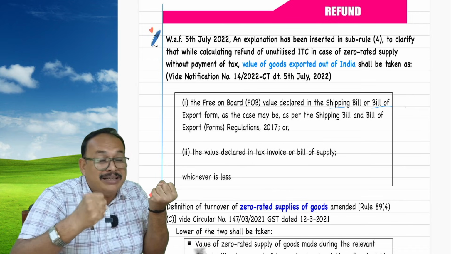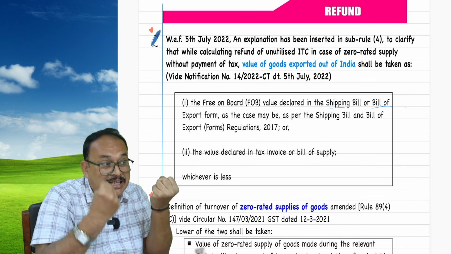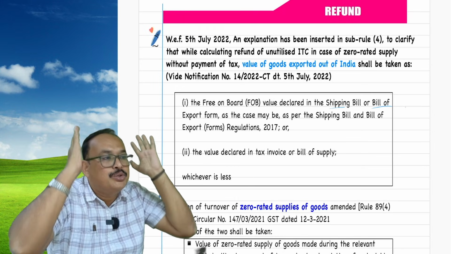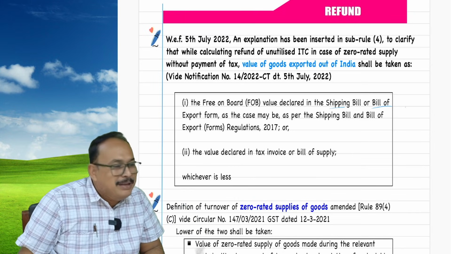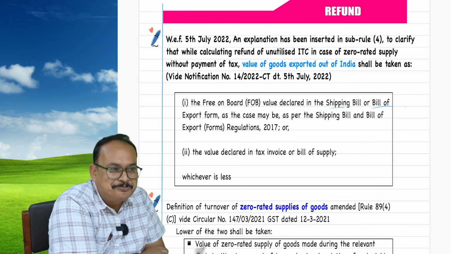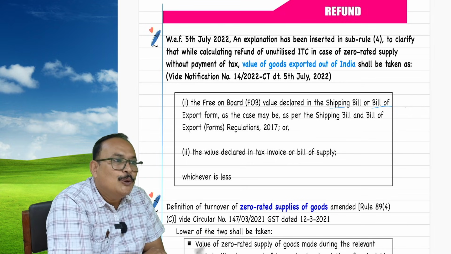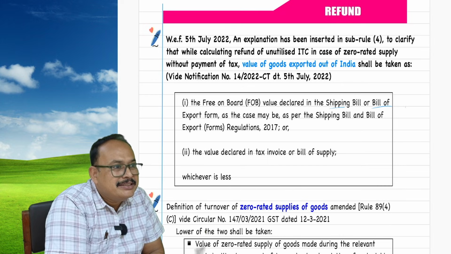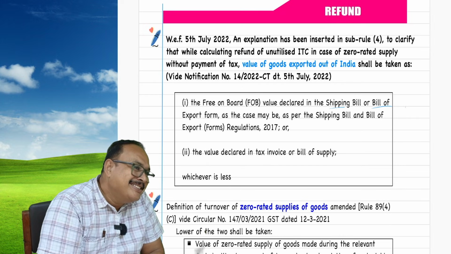And that value, or this FOB value or this export value, whichever is less, finally you choose as export turnover. Meaning, numeric example: FOB value shown in the shipping bill is 10 lakhs. Invoice value is 8 lakhs. Which one should we choose?